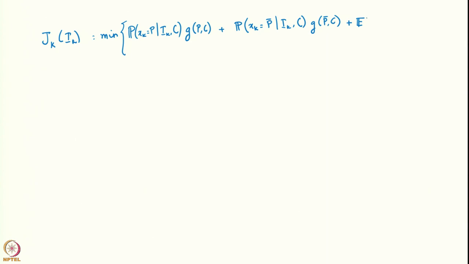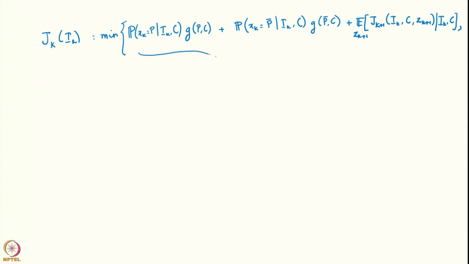is now this expectation of jk plus 1, and remember jk plus 1 is a function of Ik, the action we take c at time k, and the new observation zk plus 1. So, the expectation here is taken over, since Ik and c are fixed, only over zk plus 1. I should write this here by conditioning this on Ik and c. So, we are choosing a minimum over these two terms. So, this is the minimum over two terms, this is the first term here.